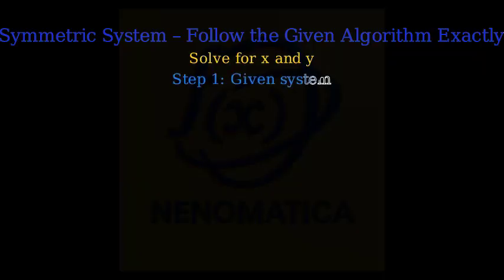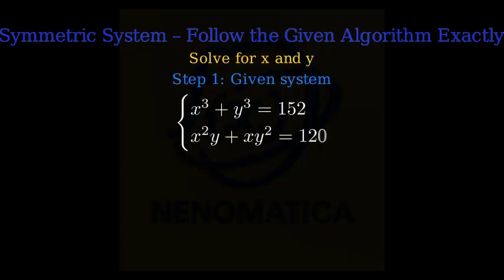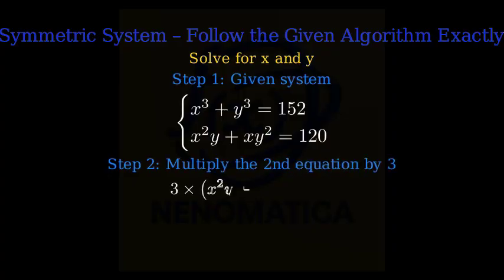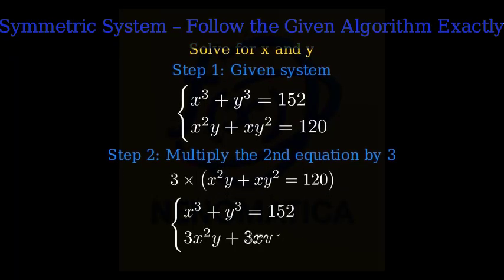In this lesson, we will solve a symmetric system by following the exact step order shown in the prompt. Step 1. Write the system exactly as given. We have x cubed plus y cubed equals 152, and x squared y plus xy squared equals 120. Step 2. Multiply only the second equation by 3, then rewrite the system. This gives 3x squared y plus 3xy squared equals 360. Now place it back next to the first equation.